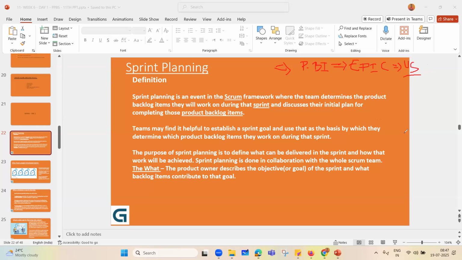That is, how much work we are going to commit, how much work in terms of user stories. What is the measurement unit for user story I have spoken about in the past? Story point. So how many story points of work are we going to estimate, and that you are going to commit further in the sprint planning meeting. The purpose of sprint planning is to define what can be delivered in the sprint and how that can be achieved.